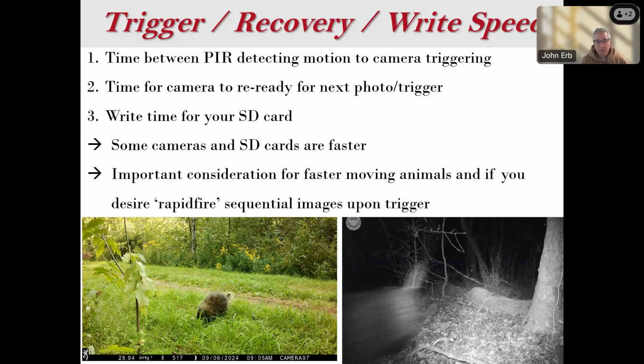And then SD cards themselves have different write speeds. Some cards can write faster. So it's still going to be very fast, but for some situations, these details matter. If you're trying to get fast moving wolves coming down a trail, then going with cameras that have faster trigger and recovery speeds, and SD cards that have faster write speeds, this can be pretty important. For many situations, it's probably not real critical, but for some it is, and you need to be aware of those speeds. Most camera companies will report those trigger speeds and recovery speeds in their manuals or on their websites as to how fast they are.